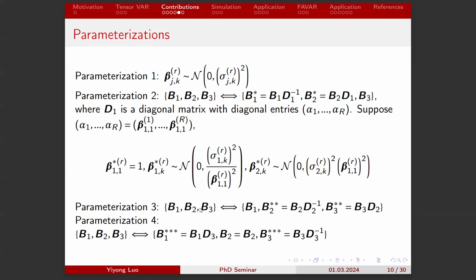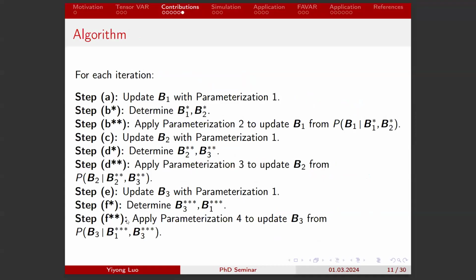Similarly, you compare B2, B3 to get another decomposition, and B1, B3 to give you parameterization 4. So these are the 4 parameterizations, and we can apply them in the ASIS algorithm. This algorithm is pretty long, but you can divide it. Let's first focus on the steps without any star risks. They are steps A, C, and E. It is just a standard Gibbs sampler. You sample your parameters B1, B2, and B3 using the base parameterization. So you don't use the rest of the 3 parameterizations.